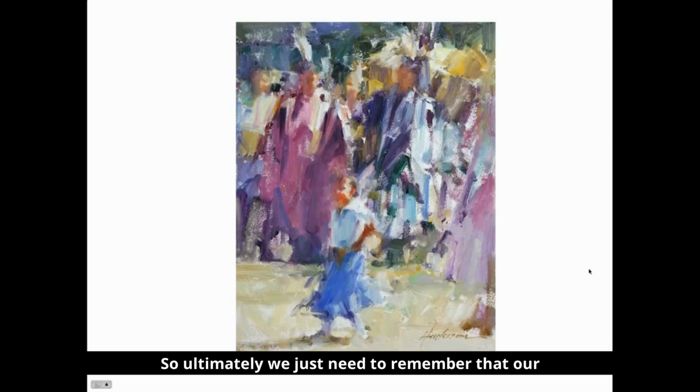So ultimately, we just need to remember that our verbal language, which actually comprises how we see the world around us, is object dependent. Okay, it's all about the thing, right? Visual language, however, is relationship dependent. So realist painting may depend on the object, but how a painting is constructed is completely dependent on relationships.